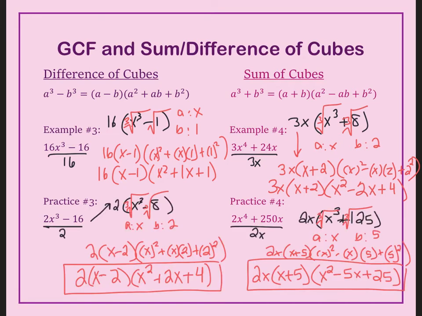Okay. Make sure you take out the greatest common factor first. This one had a 2, so when I took out the 2, I could still take the cubed root, so I continued this problem. On this one, my greatest common factor was 2x, so then my a was x, my b was 5, and I plugged them into the equation.